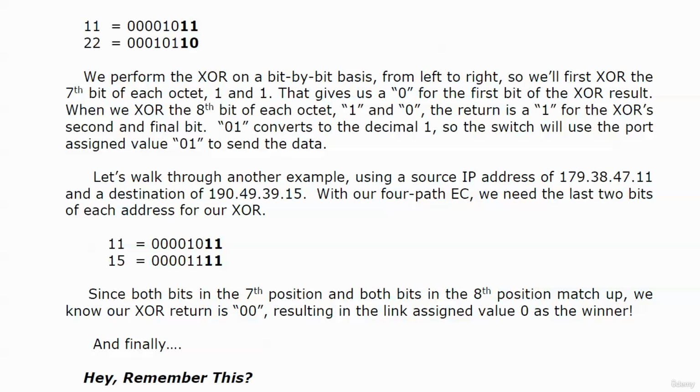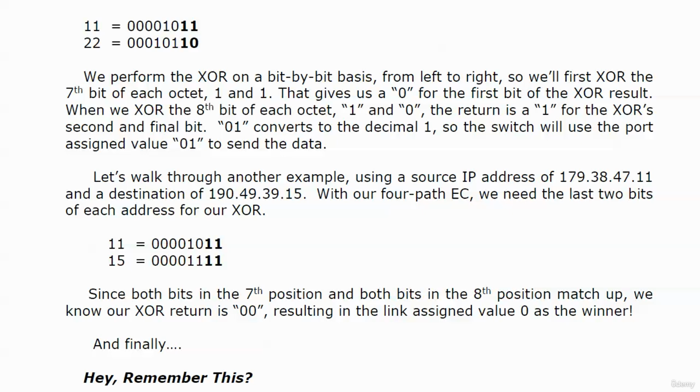When we XOR the 8th bit of each octet, we have a 1 and we have a 0. So the return is a 1 for the XOR's second and final bit. So our overall XOR result in that way is 0, 1. Well, what does that convert to in decimal? 1. So the switch will use the port assigned value 1 to send that data. That's all there is to it.